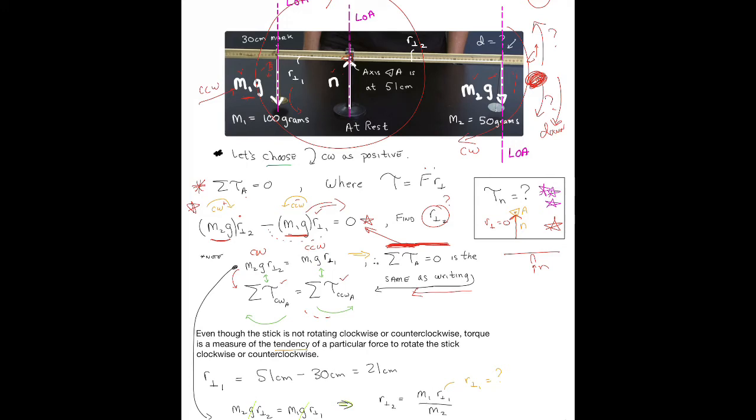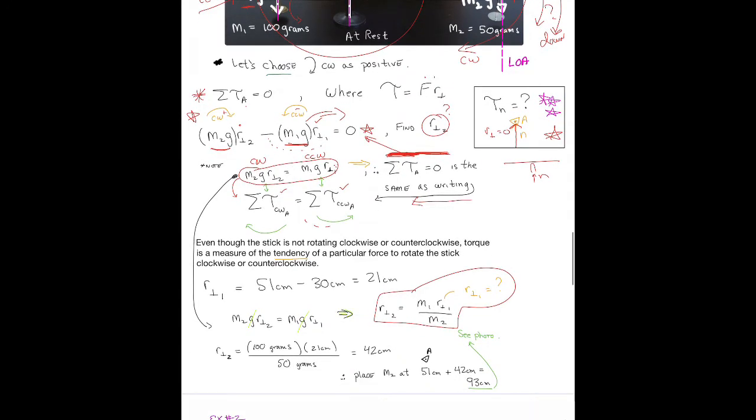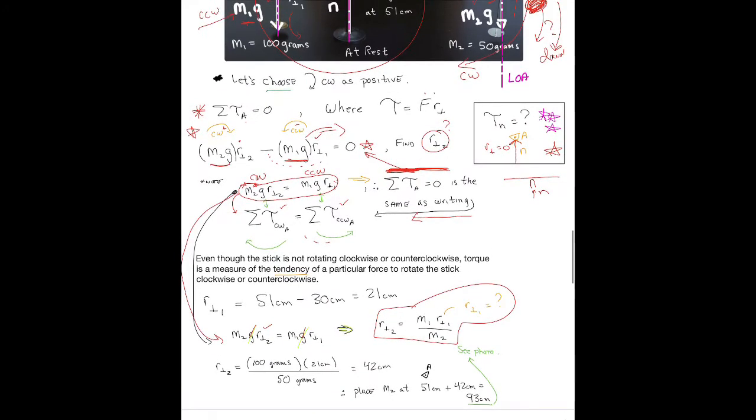So all I did is I took this expression and solved this for R2. I'm trying to find the location for mass 2. There's my R2. I divided by M2G, and I canceled out my G's, so I rewrote this and solved for R2. I know the masses, but I need to figure out what's the moment arm for object number 1.